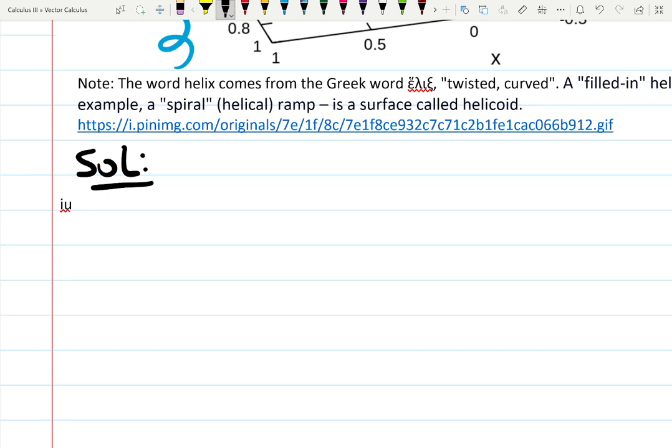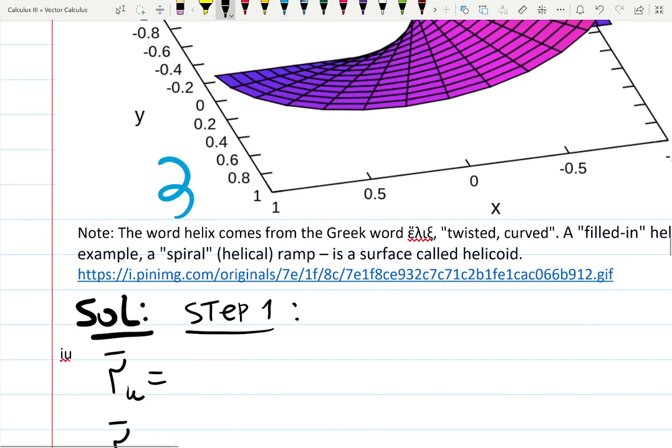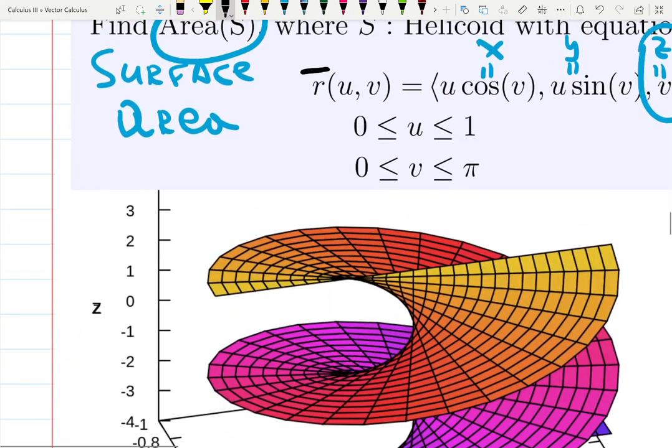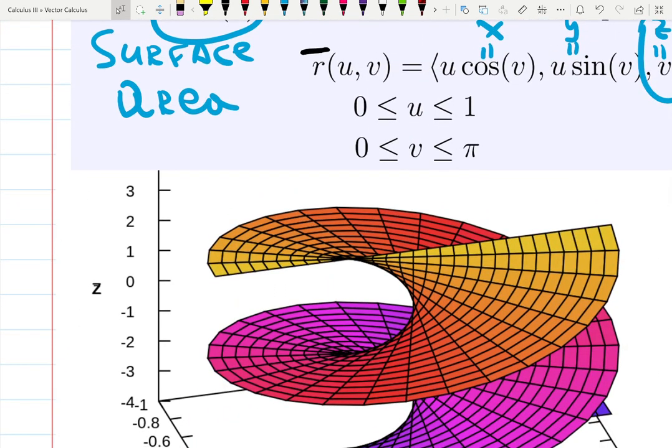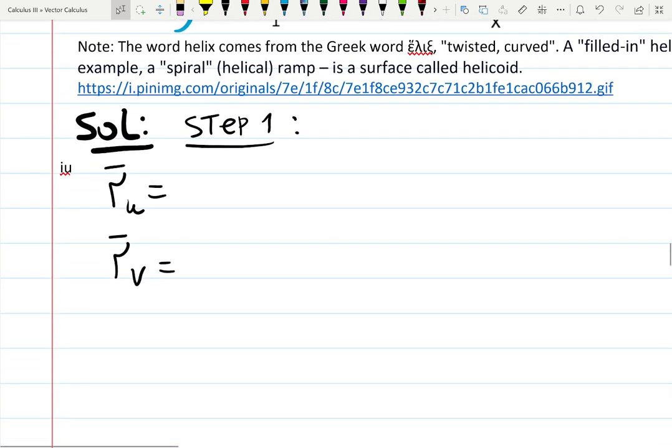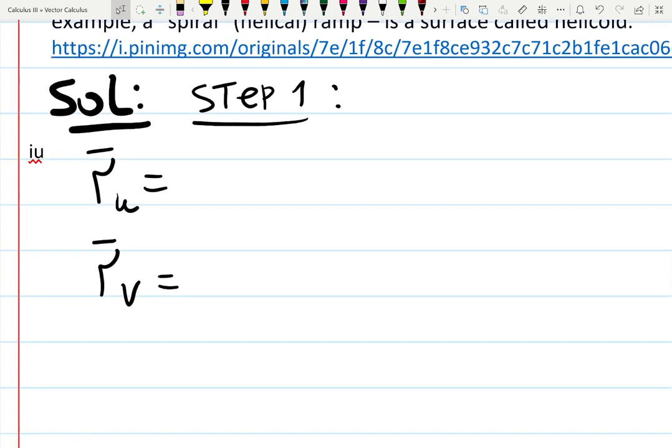So solution, step 1. Let's find derivative with respect to u, derivative with respect to v of r. The thing is, if r is not given, you have to create it. So at least we skipped that step. That kind of sounds pleasant. Let's go back and see what my r is. U cosine v, u sine v, v. So who can give me r with respect to u?